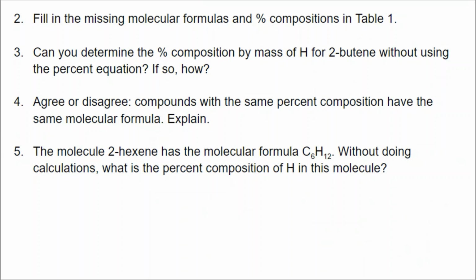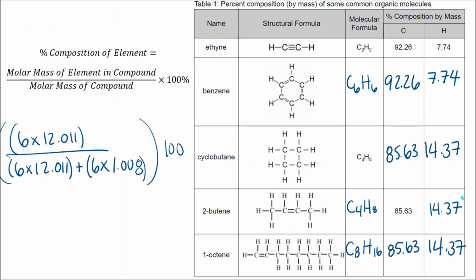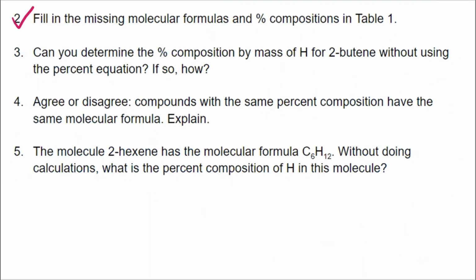So question 2 was to fill in those formulas and compositions. Could we find the percent composition for hydrogen without using the equation? So basically, how did we get this guy right here? So all that we needed to do was subtract from 100. And that works because we only have 2 elements in this compound. So whatever isn't carbon must be hydrogen.